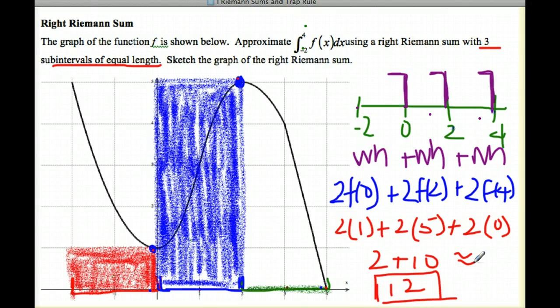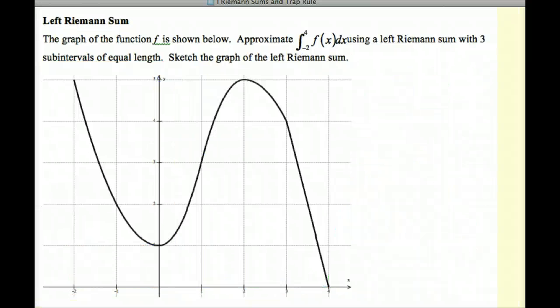Okay. Well, if I can do a right Riemann sum, I then have to do a left Riemann sum. So if you take a look at the next problem, it says, here's the graph.